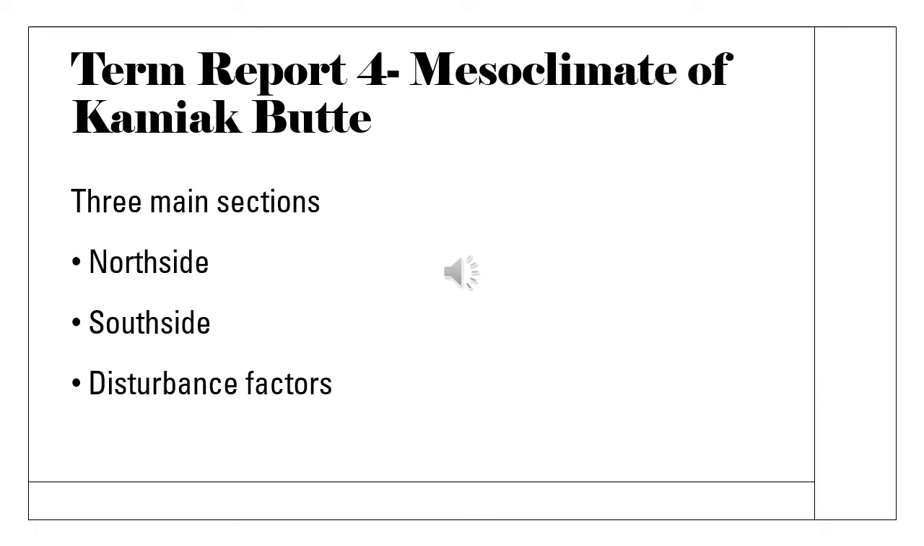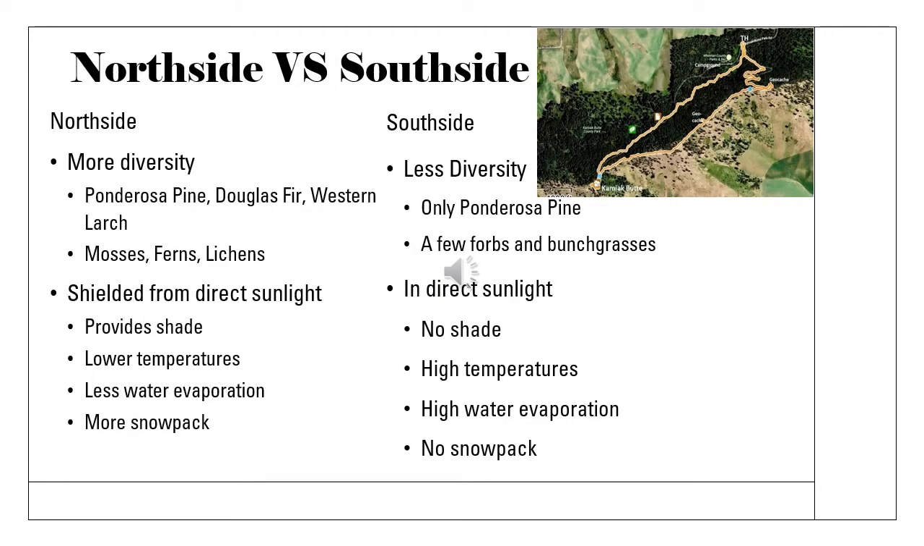The fourth term report is about the mesoclimate of Kamiak Butte. I've split it into 3 main sections: the north side, the south side, and disturbance factors. The north side and the south side are completely different.